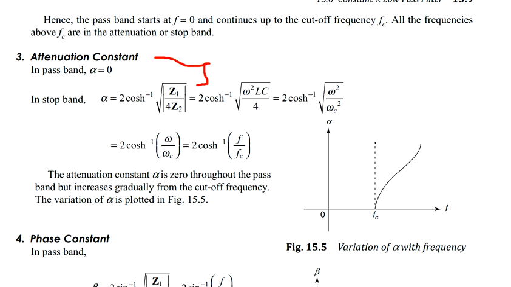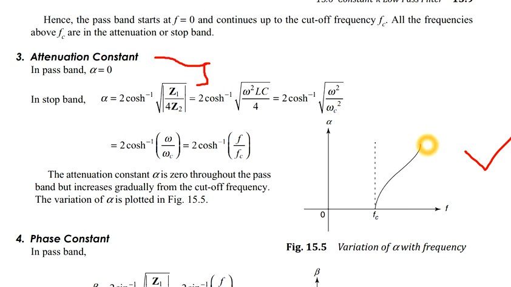Now the attenuation constant alpha is 0 throughout the pass band, but it increases gradually from the cutoff frequency in the stop band. This variation of alpha is given in figure 15.5. If you observe, till cutoff frequency there is no attenuation, it is pass band because it is a low pass filter. That's why lower frequencies below fc are being passed, that's why alpha is 0, and after fc attenuation gradually increases.